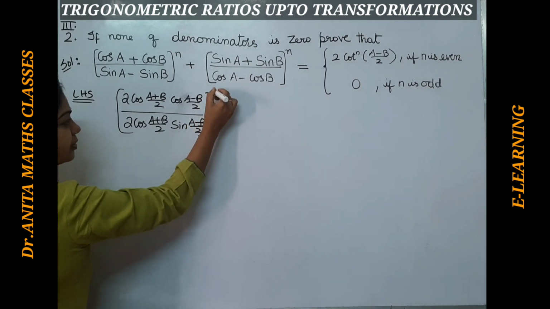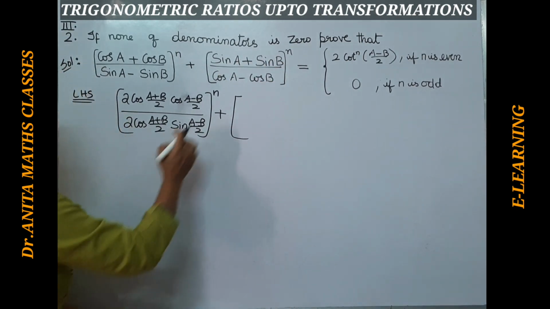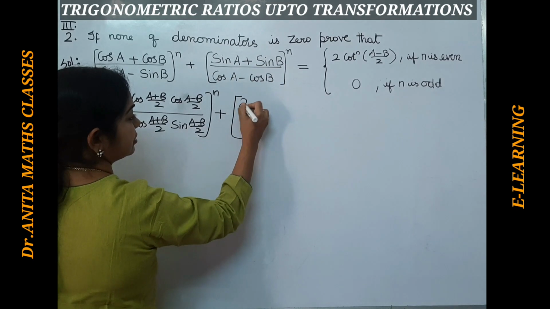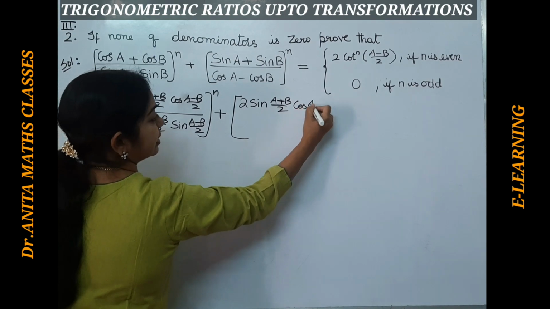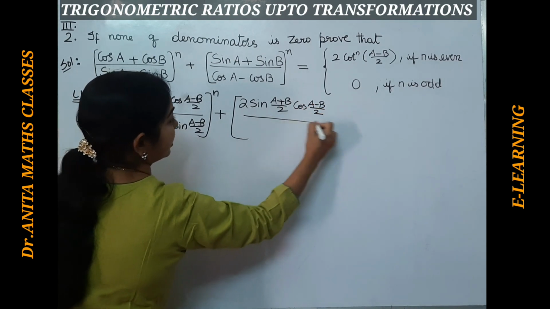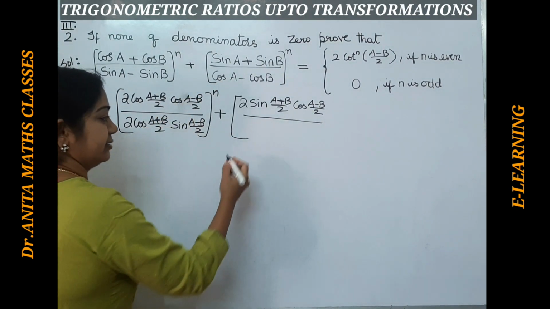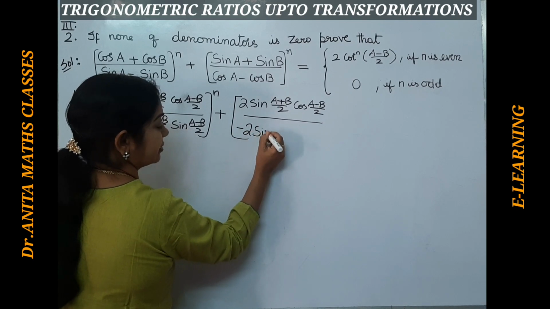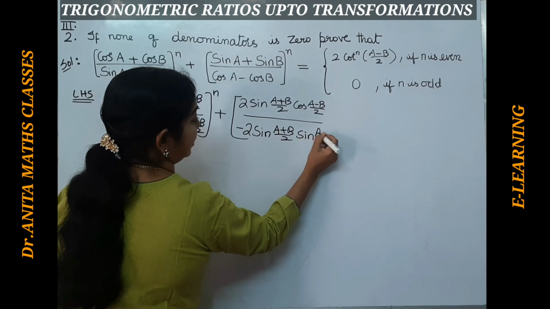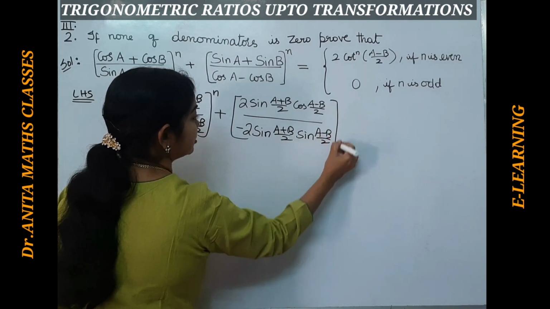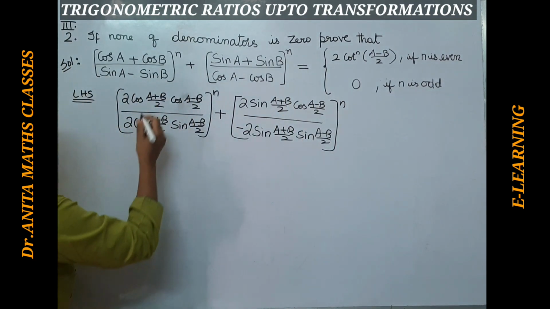Here the whole is raised to the power of n, plus again here sin A + sin B and cos A − cos B. Sin A + sin B is 2 sin((A+B)/2) cos((A−B)/2), divided by cos A − cos B, where in cos we get minus of sin, so minus 2 sin((A+B)/2) sin((A−B)/2). So we have transformed it into the product transformation.